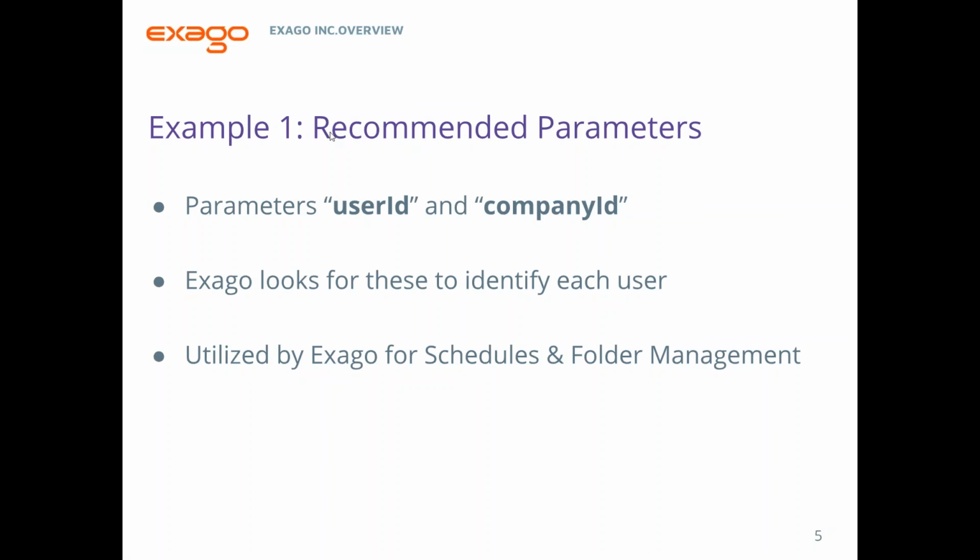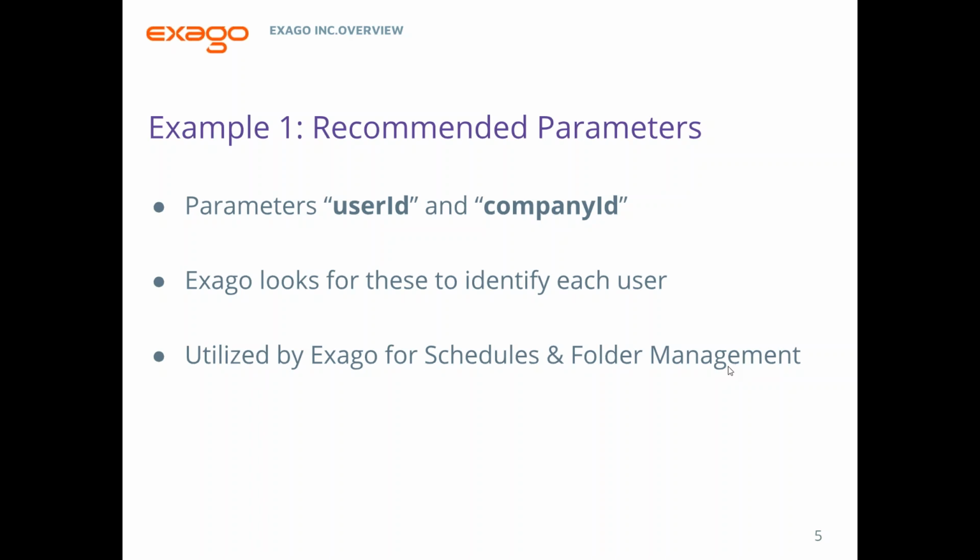What I want to do there is look at two parameters Exago recommends everyone integrating Exago create to keep track of who the user is. In fact, these two parameters, userID and companyID, and I want to stress here the I in both cases is capital. Like we said, parameters being case sensitive, this matters a lot. Exago is going to look for these two parameters specifically to identify the user, and it's going to keep track of that information for things like scheduled reports and folder management.